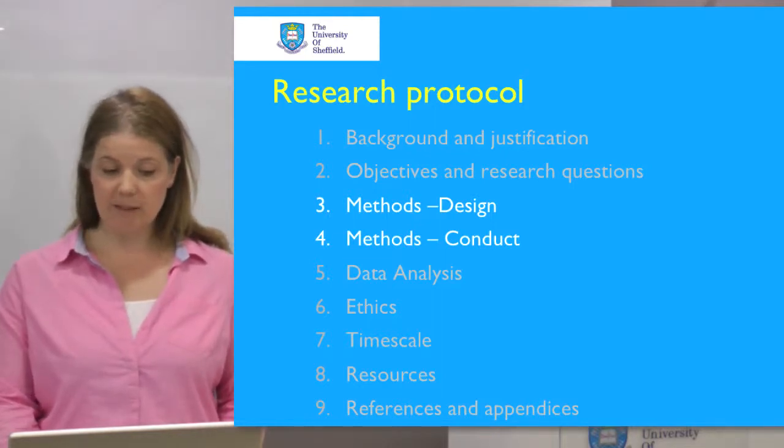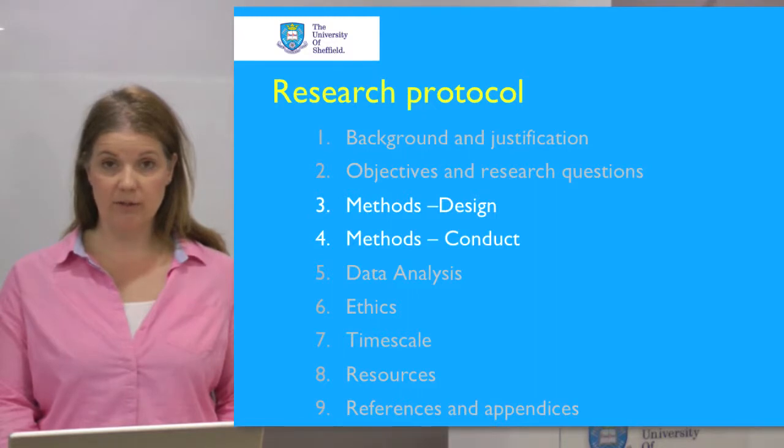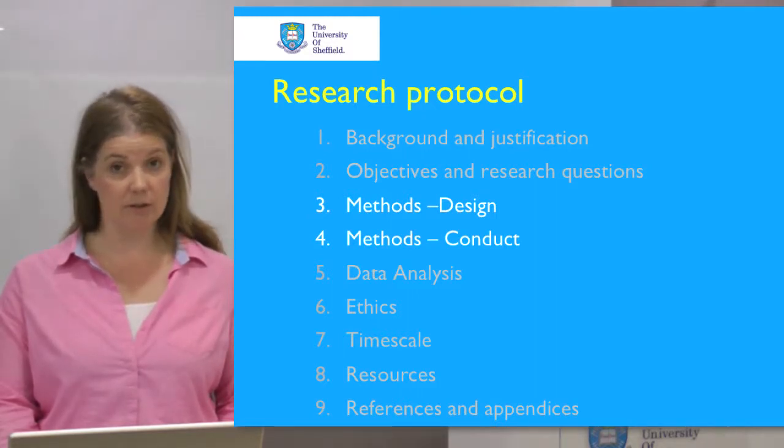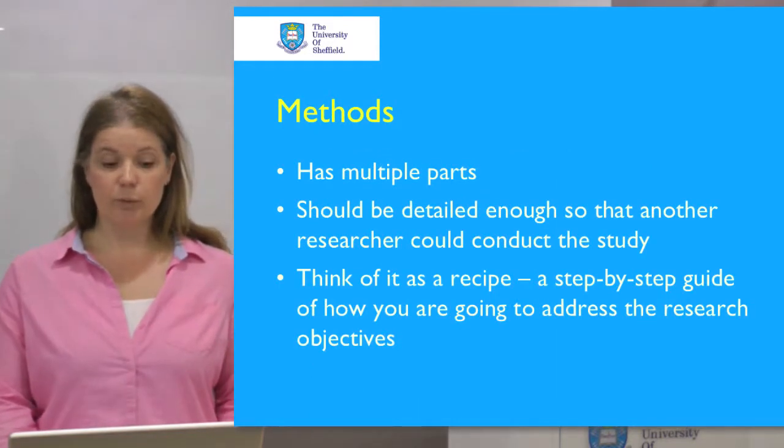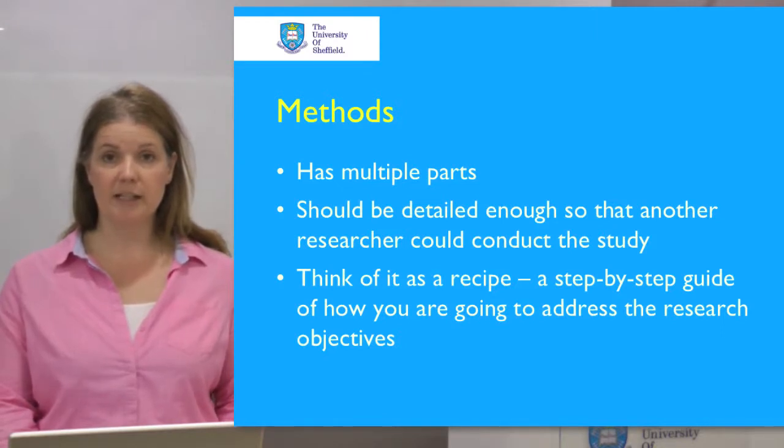The third and fourth parts of the research protocol are about the methods. So you've got your background, you've got your objectives, how are you going to achieve it? Then you need to talk about the design and how you're going to conduct the study. So the methods section has multiple parts, and it should be detailed enough so that somebody else can come along and carry out the same study.